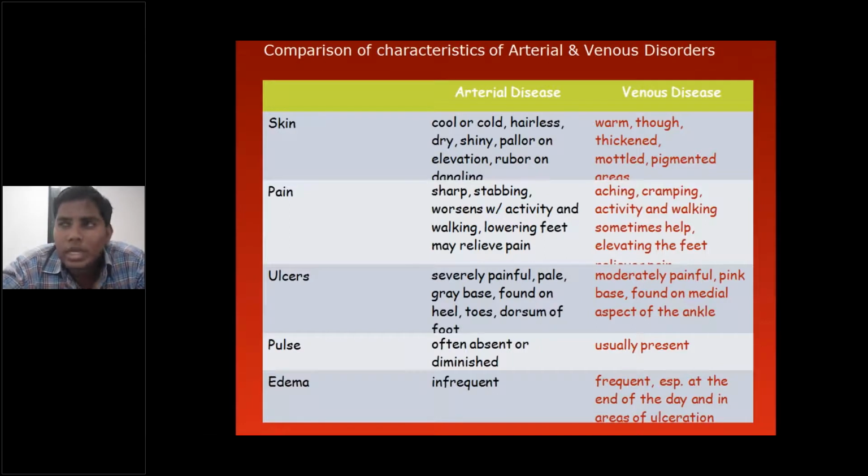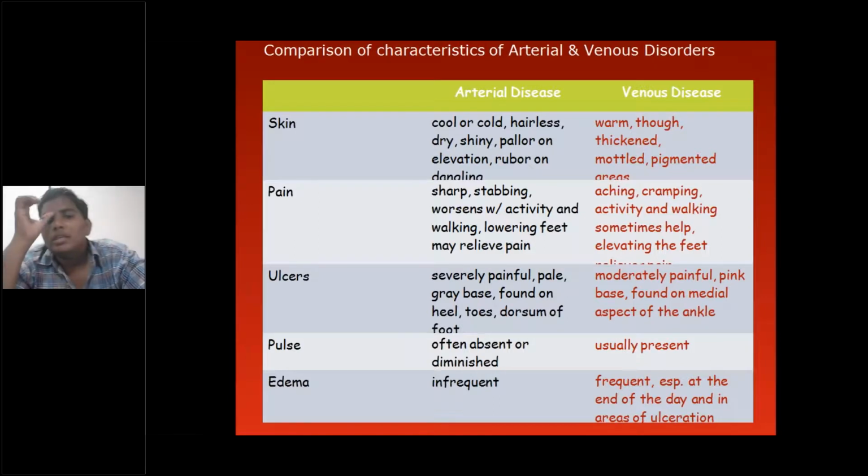sclerosis. Classic in venous diseases, the term is known as lipodermatosclerosis. Sclerosis means thickening of the skin, and there will be pigmentation, hemosiderin pigmentation leading to discoloration.